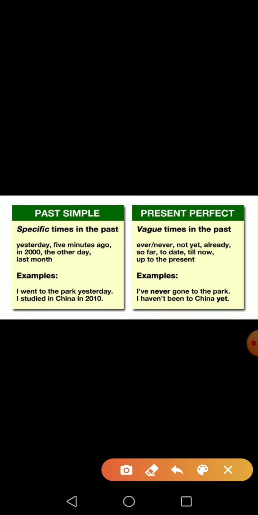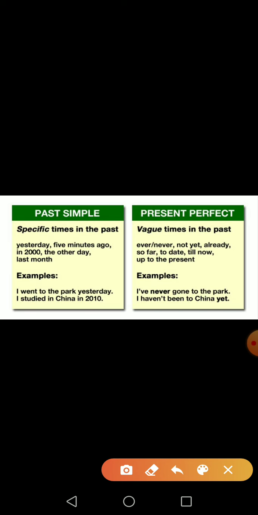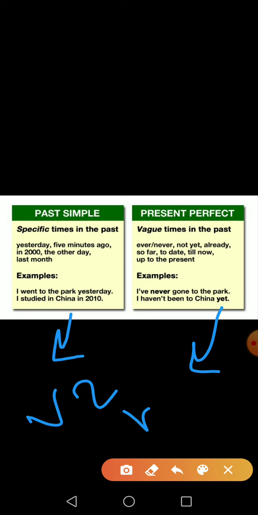However, if I say I've never gone to the park, I haven't been to China yet, when did this action happen? Where's the time here? There is no time. If I didn't say the time, that means I have to use the present perfect. Okay. What is the present perfect, and what is the simple past? Past simple means verb 2. However, present perfect means have, has, plus verb 3.